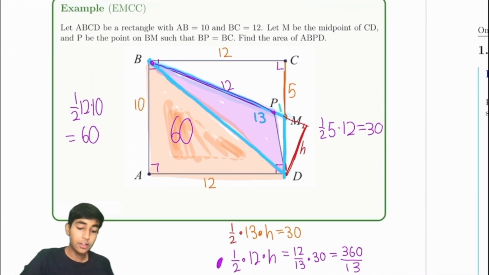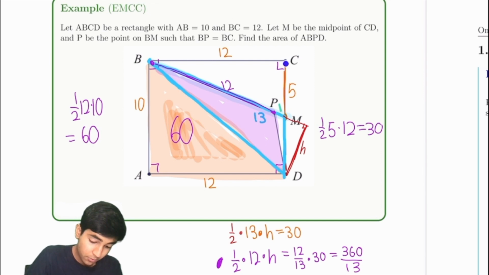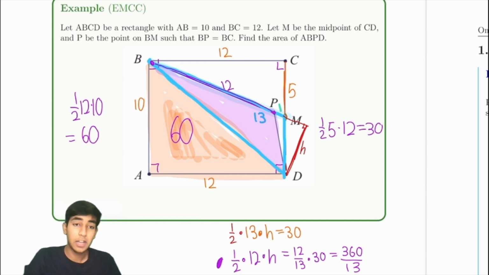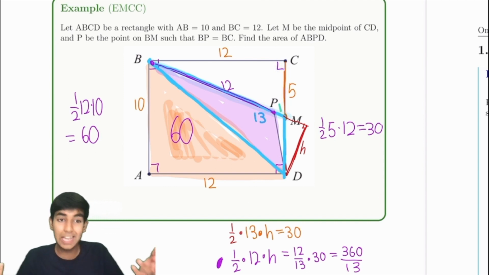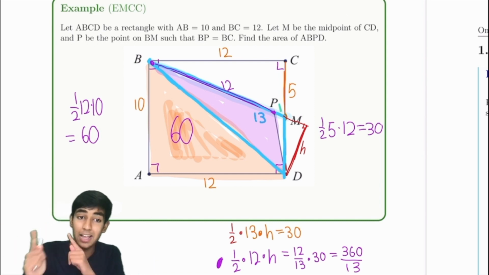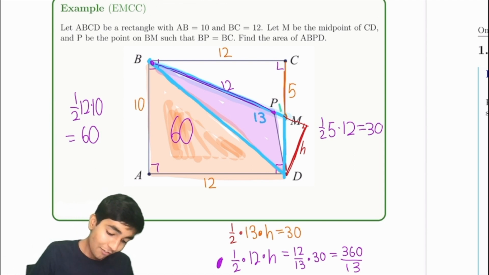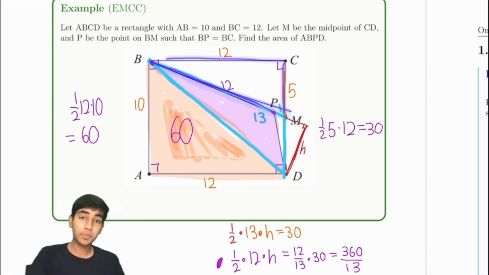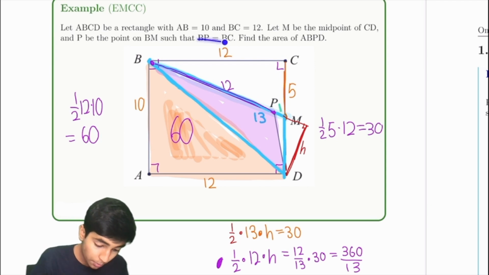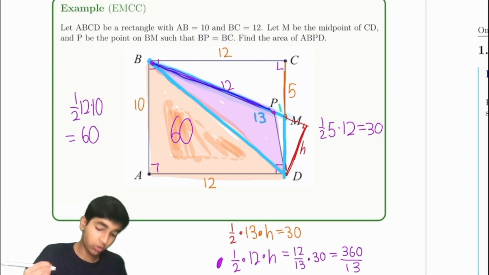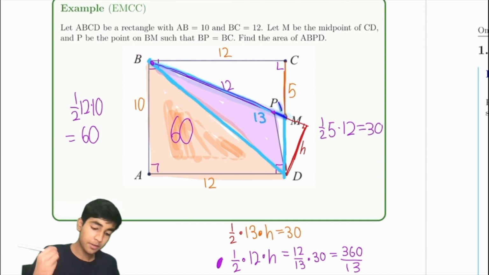So the main ideas for this problem: first, you notice the 5, 12, 13. That was a key observation. I mean, 90-degree angle, always right triangles, look for Pythag triples, even if they don't give you a right angle. If they give you a right angle, even better. But even if they don't, keep an eye out for them. They're looking at you, and you should be looking at them too. So 5, 12, 13, we found BM. And then we noticed that we know BP is BC, so this part is also 12. And that means this part is 1.